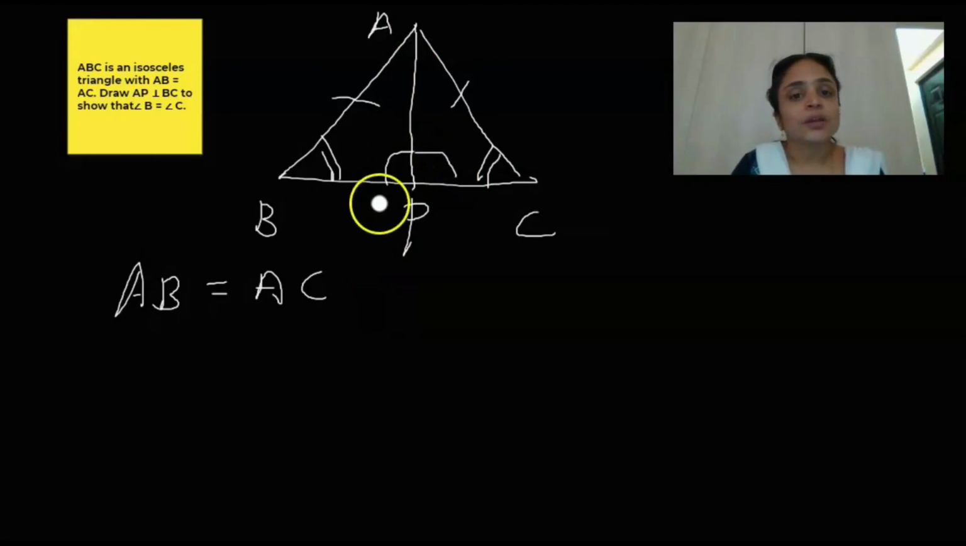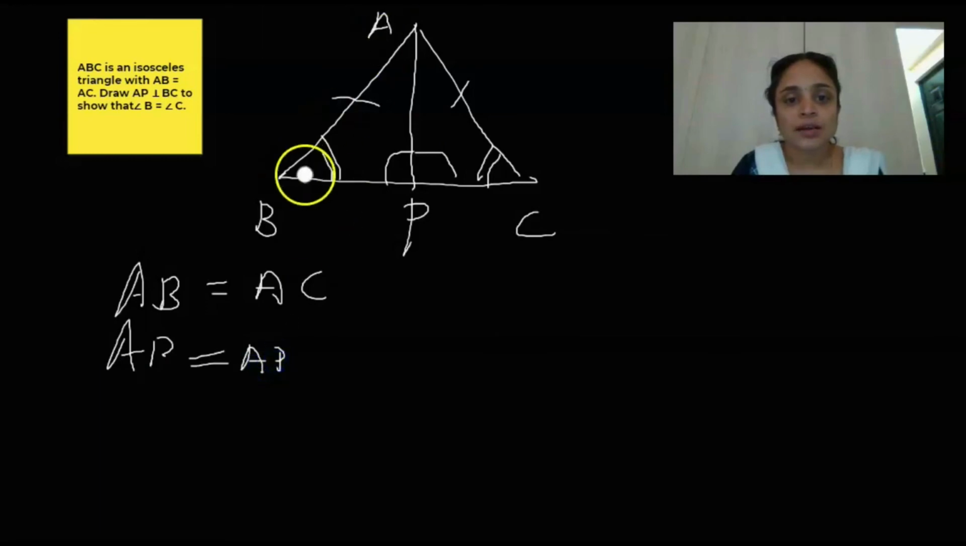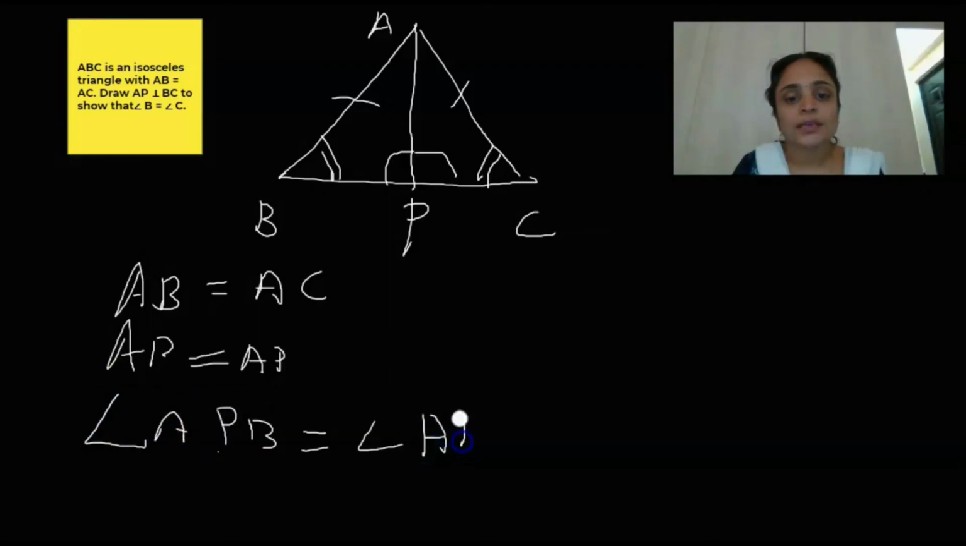So, here this angle will be 90 degrees, and we know that AP is equal to AP, which is common to these two triangles, triangle ABP and triangle ACP. Okay, so AP equal to AP. And since this is perpendicular, we know that angle APB is equal to angle APC. So two sides and one angle are equal, and since these two triangles are congruent, angle ABP and angle ACP are the corresponding angles of these two congruent triangles, which means angle B is equal to angle C.